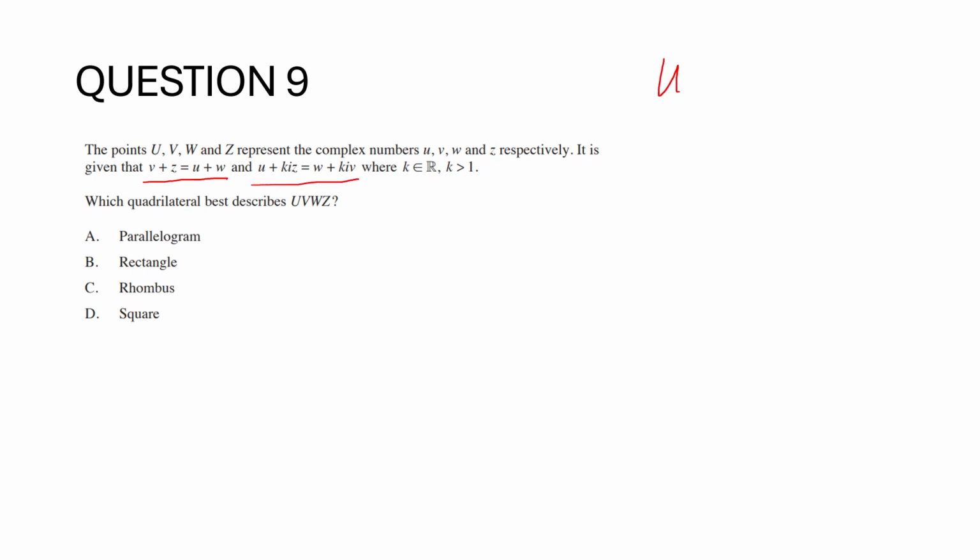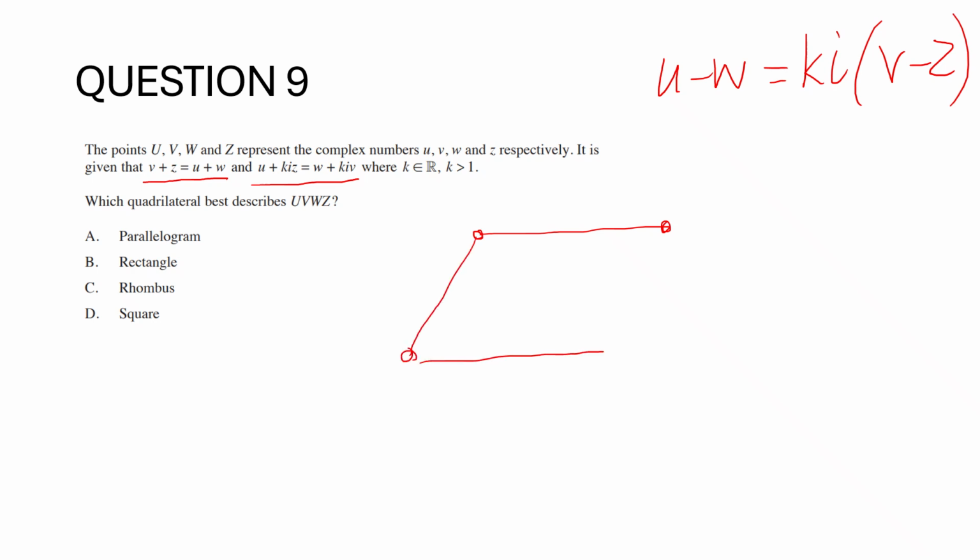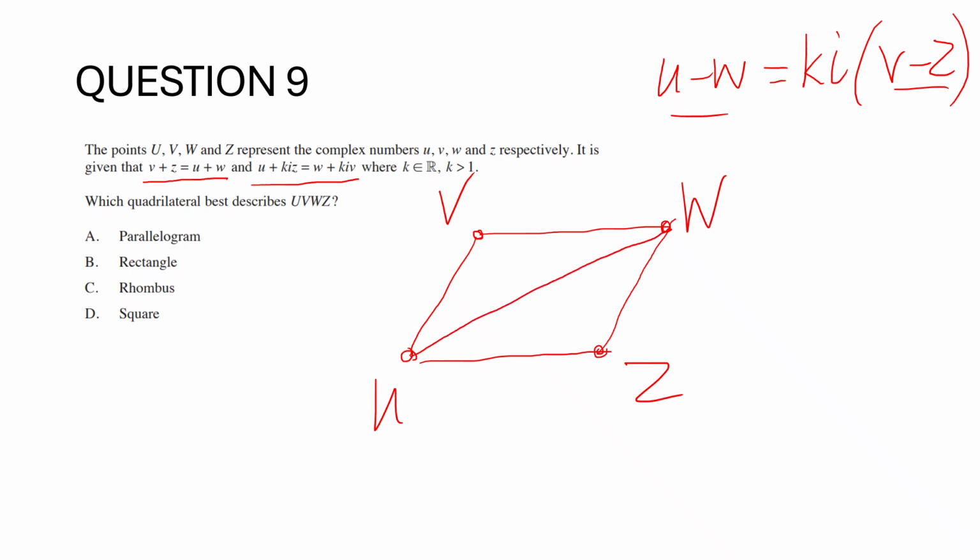u minus w is equal to ki(v minus z). And just taking a generic shape, this is U, V, W, Z. These are the diagonals. So u minus w is there, and v minus z is here. Now we know that multiplying by i means rotating by 90 degrees, so we at least need the diagonals to be at right angles. So there goes rectangle and parallelogram.